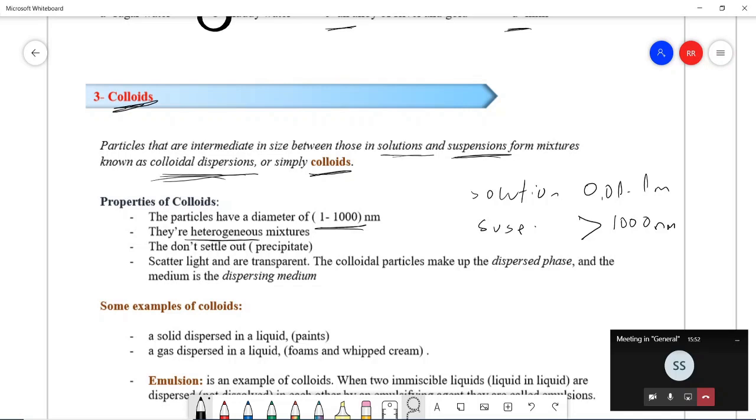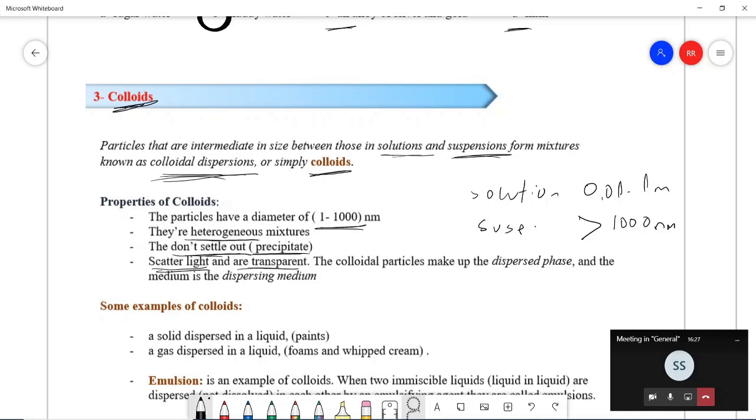So this property is kind of like the suspension, but they don't settle out. They don't precipitate. So they are heterogeneous, yes. Their compositions are not uniform, but they don't settle out, just like solutions. That's why we say that colloids have a property in the middle of suspension and solution. And they scatter light and are transparent.